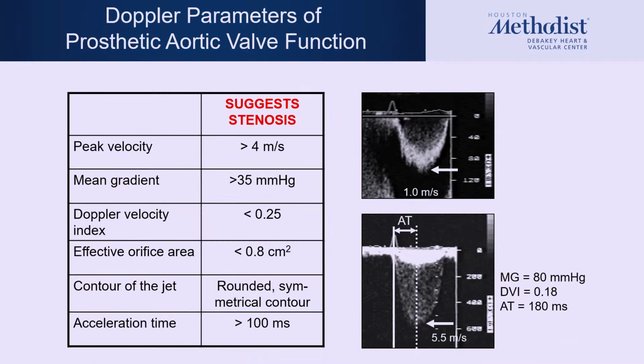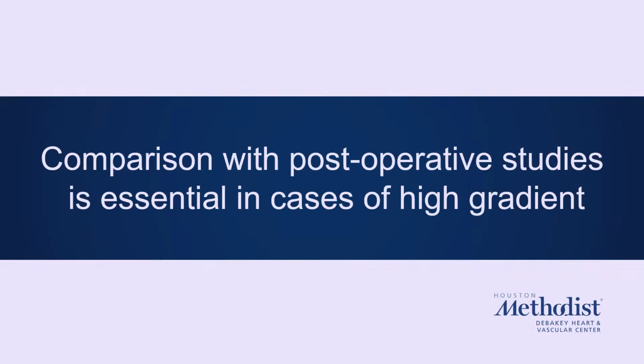So some of these parameters that suggest stenosis are a peak velocity greater than 4, a mean gradient greater than 35, Doppler velocity index less than 0.25, etc., in addition to a qualitative, rounded, symmetrical contour with a long acceleration time.